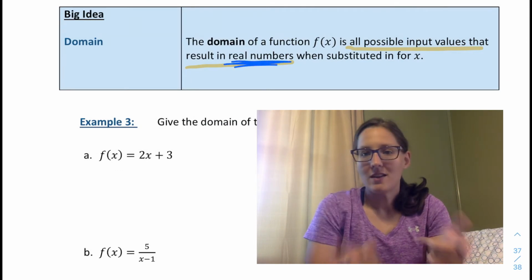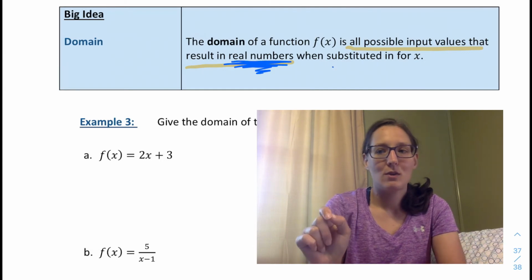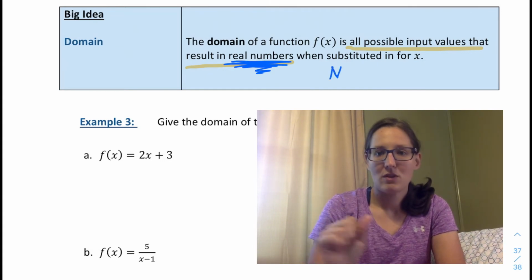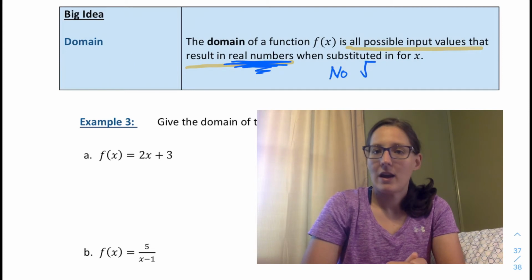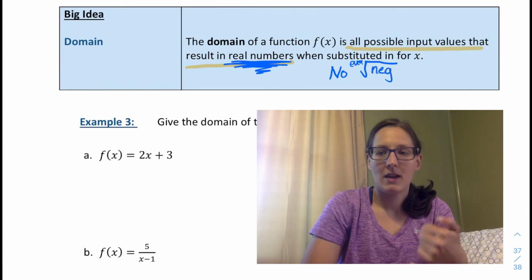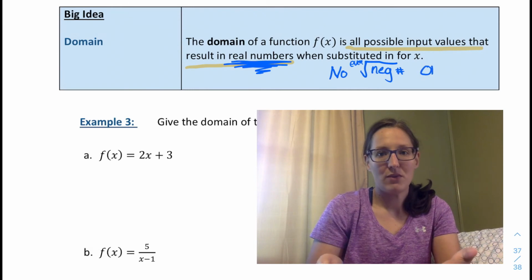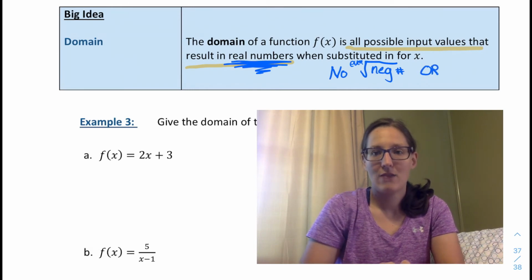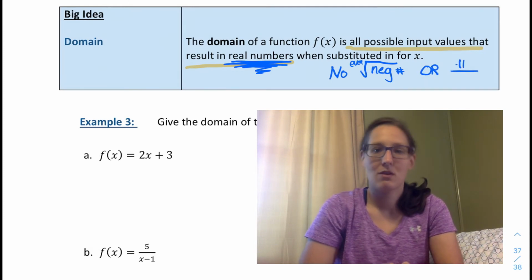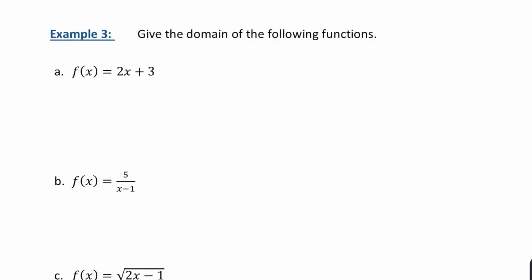So the key is you can't have anything that, when you plug it in, gives you any imaginary numbers, which, if you think about it, is anytime you have an even root with negative numbers inside of it. You can't include any x values that make that happen. And you also have to get an actual defined value out, so you can't include any values that make you divide by 0. So those are the main things to look for in your domain. Let's look at a few functions here.